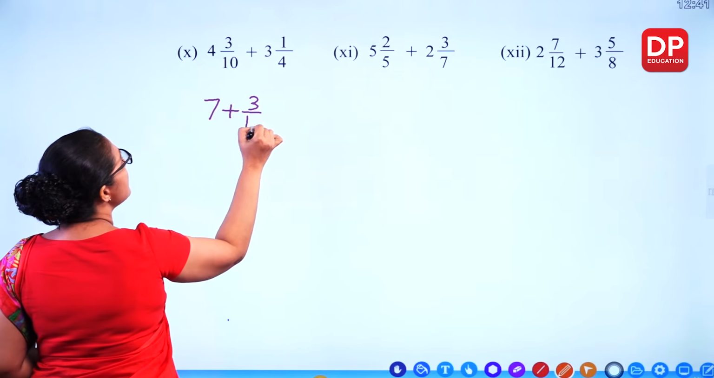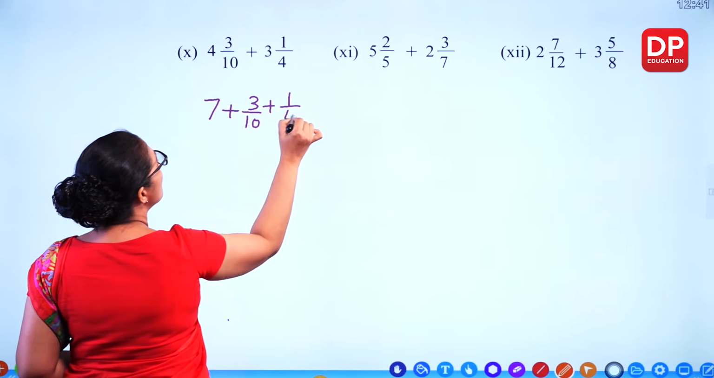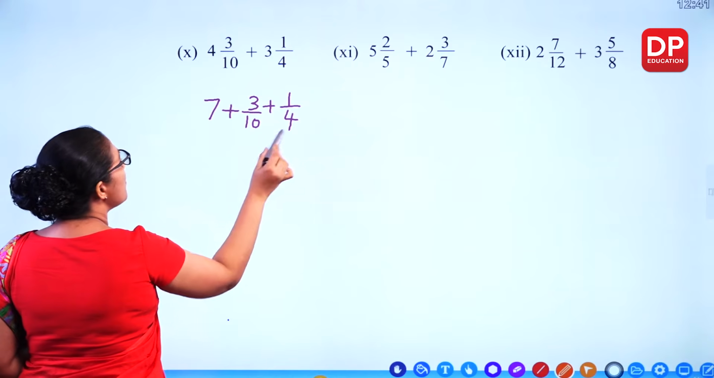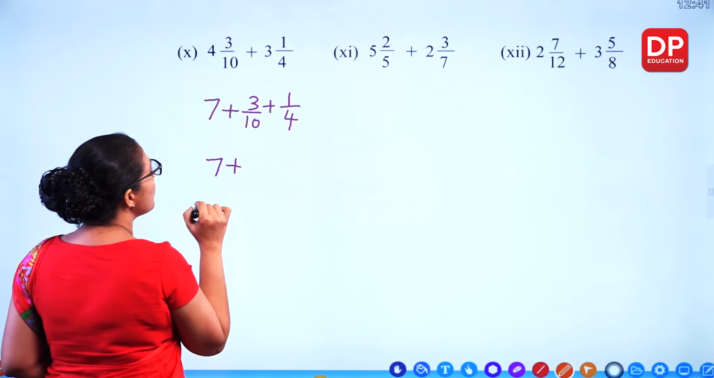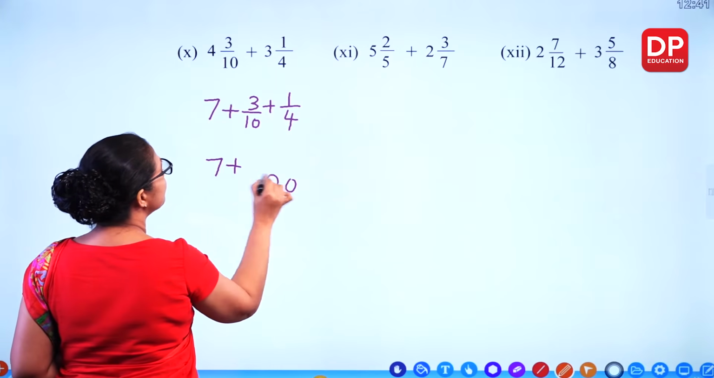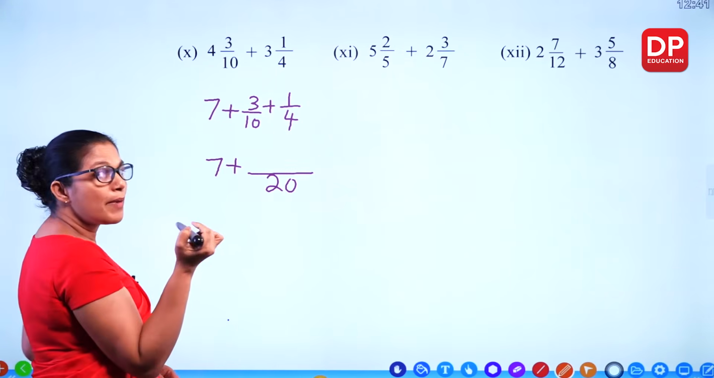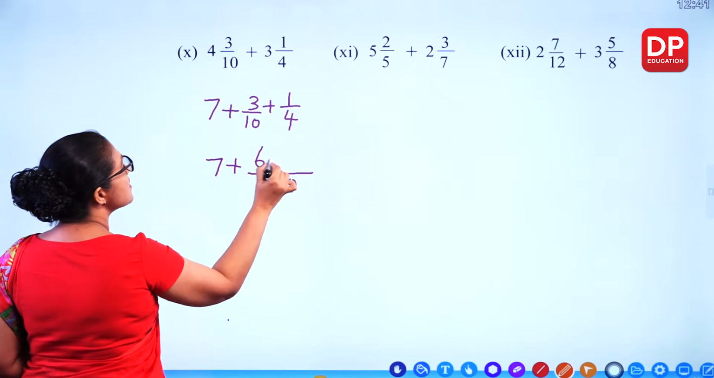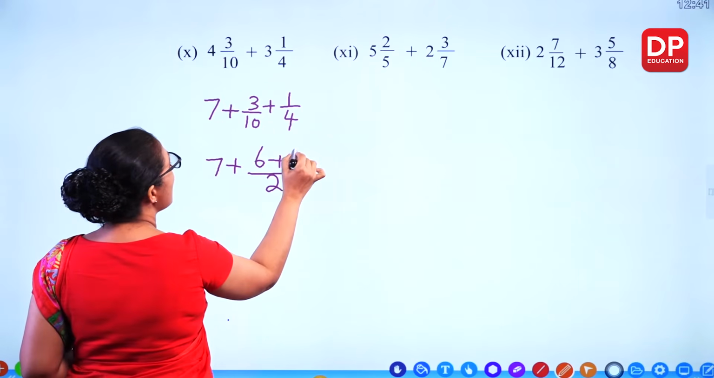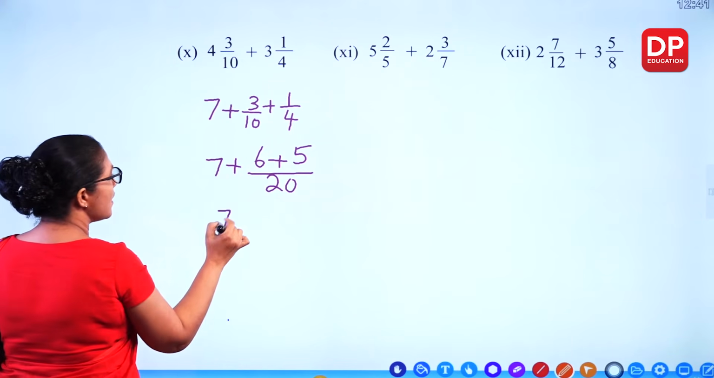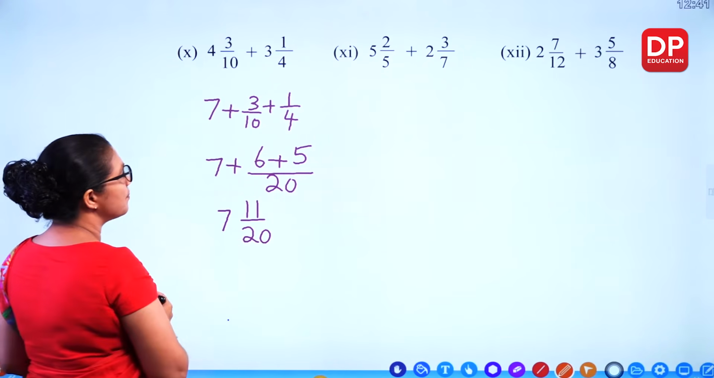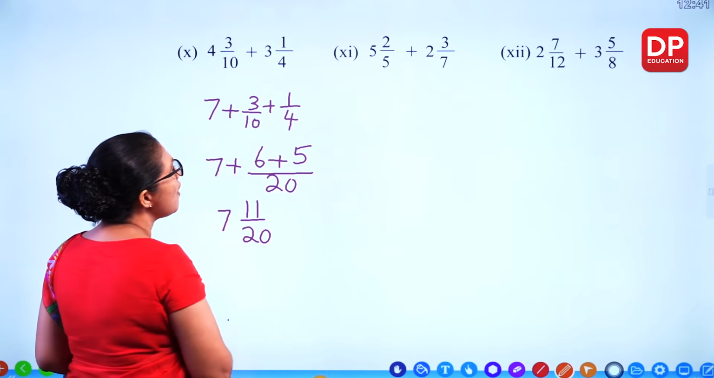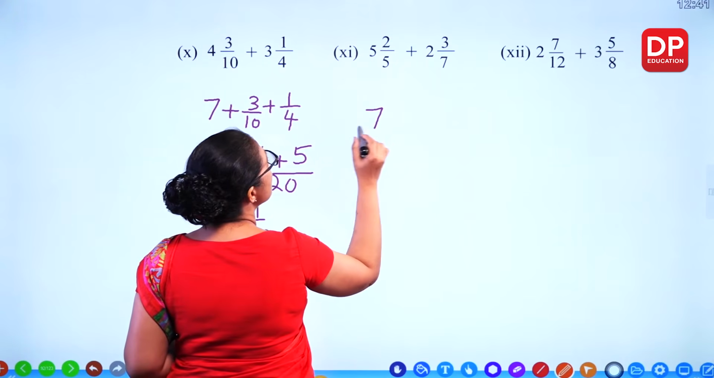3 over 10 and 1 over 4. What's the common denominator? 10 and 4, you can convert to 20. Multiply by 2, you get 6. Here multiply by 5. So 6 plus 5, 11 over 20. This one, 5 plus 2, you get 7.